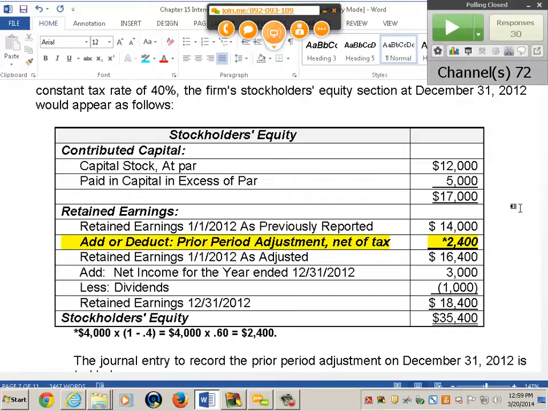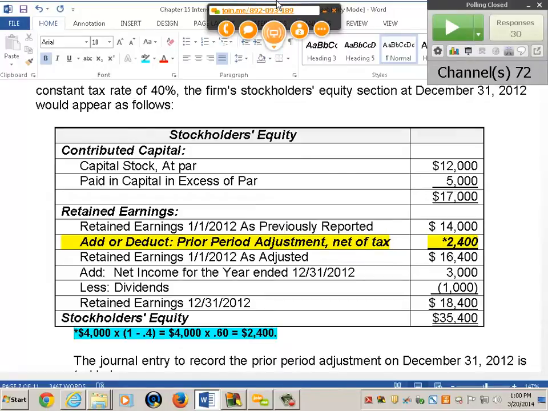So if you notice, the calculation tells you that if the tax rate is 40%, the error in income was $4,000, so the after-tax benefit would have been 2.4 had you reported it. The $2,400 would have been recorded. It would have flowed through stockholders' equity, through retained earnings, and the retained earnings would have been 16.4.